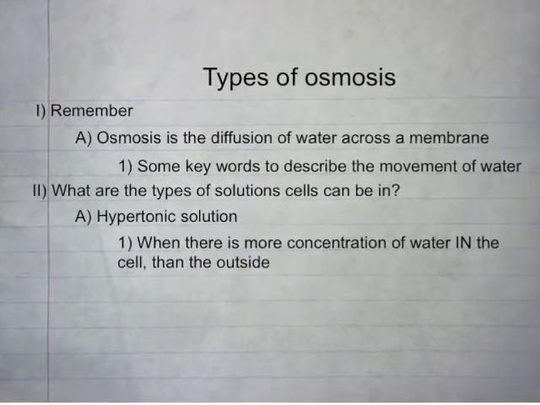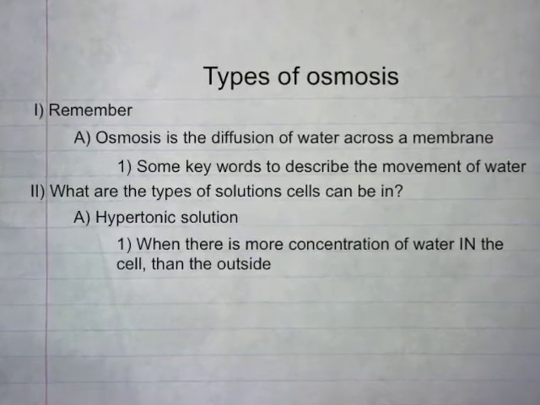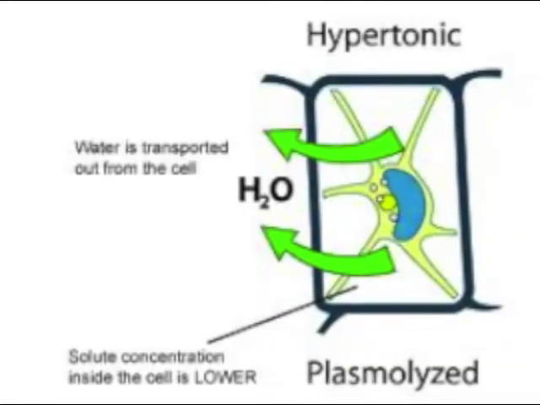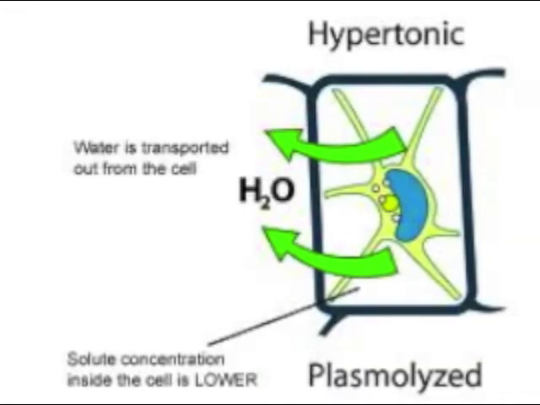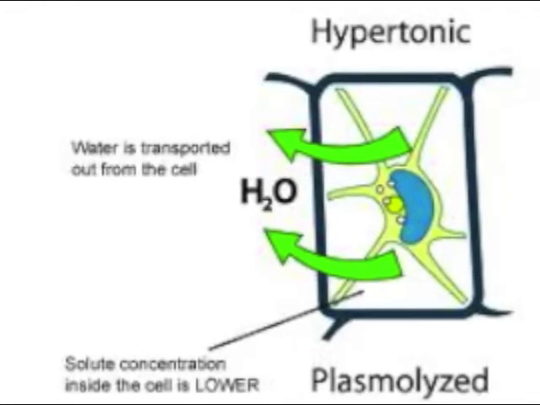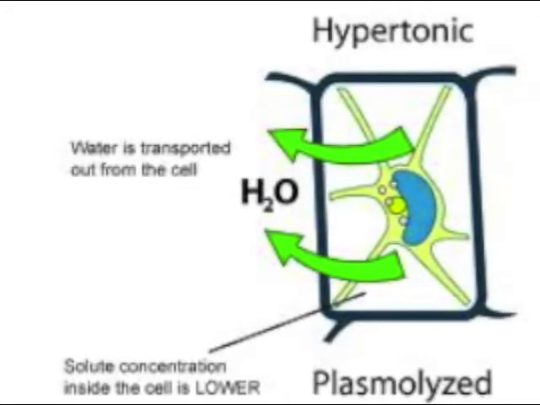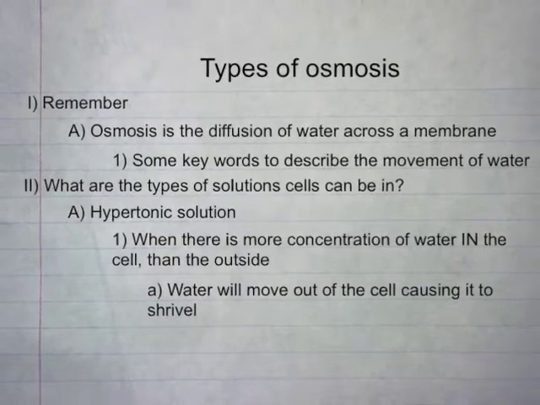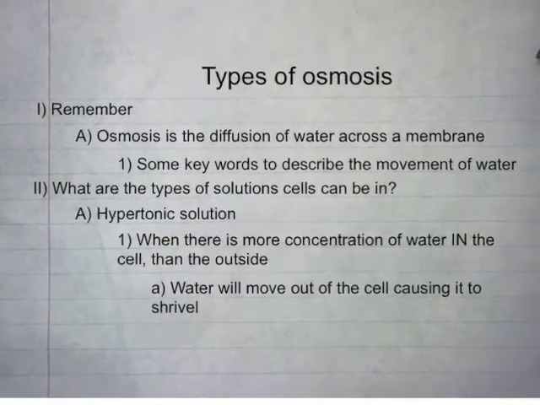Hypertonic, when there is more concentration of water in the cell than without. Because there is more water in the cell than without, due to the laws of diffusion, the water will want to move from a high concentration to a low concentration. In other words, out of the cell. Water will move out of the cell, causing it to shrivel.